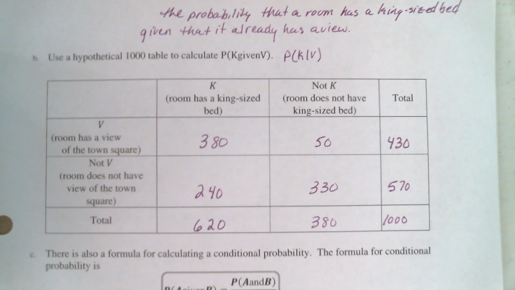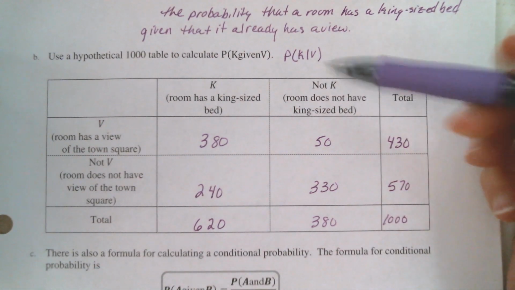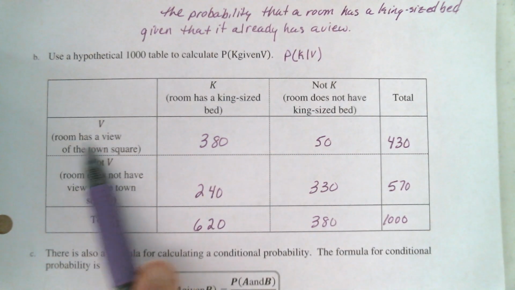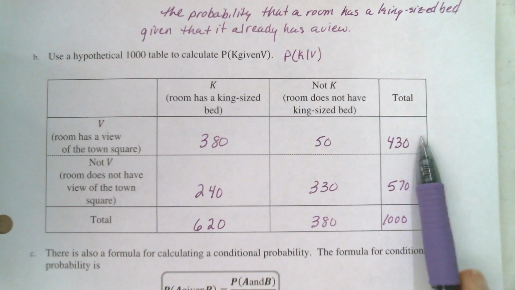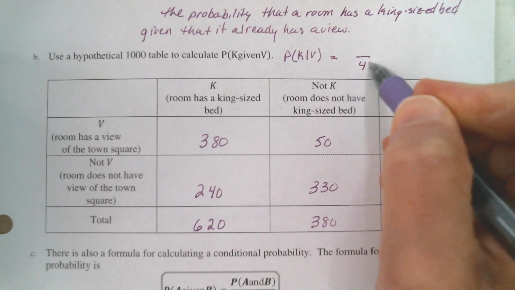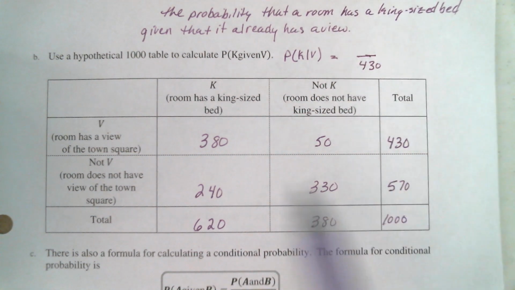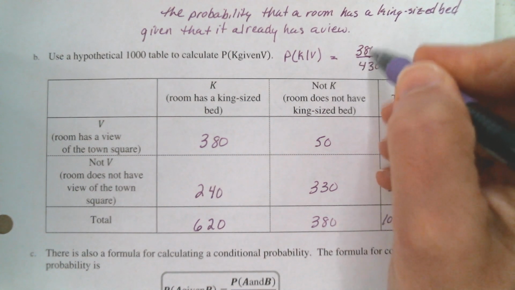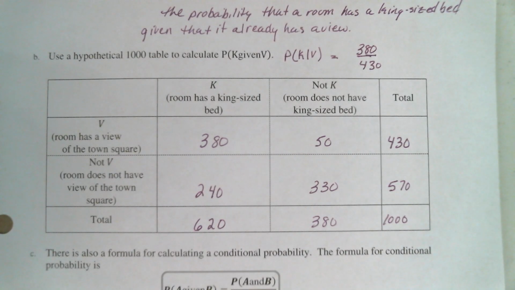So now if I go back up here, the probability of king-size bed given view, so I'm looking at just my view, right? So there's 430 that have a view, and of those, 380 have the king-size bed. So 380 over 430.